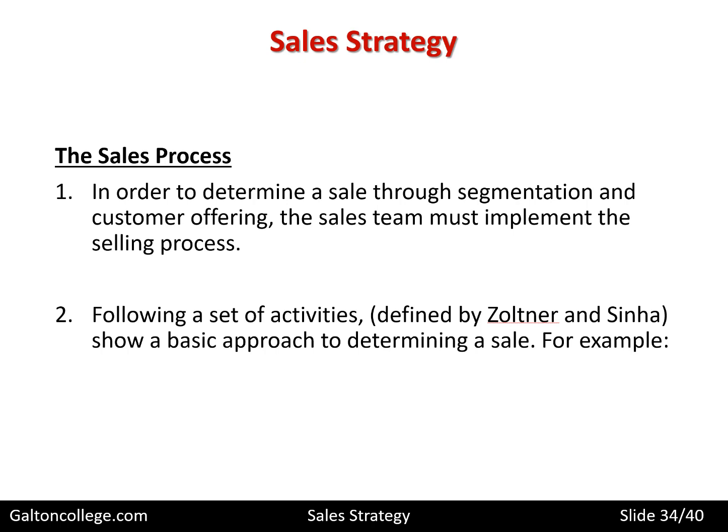Following a set of activities, these were defined by Suffner and Sinha, the article we're essentially following here, show a basic approach to determining a sale. For example, lead generation and qualification, making sure that the leads can be picked up. Who wants to buy the product? That's a lead. If they can find that, that's a way into the market. And are they capable of buying it? It's not just a question of who wants to buy it, but can they actually afford it? Will it result in a sale? Are they qualified to buy it, in other words?